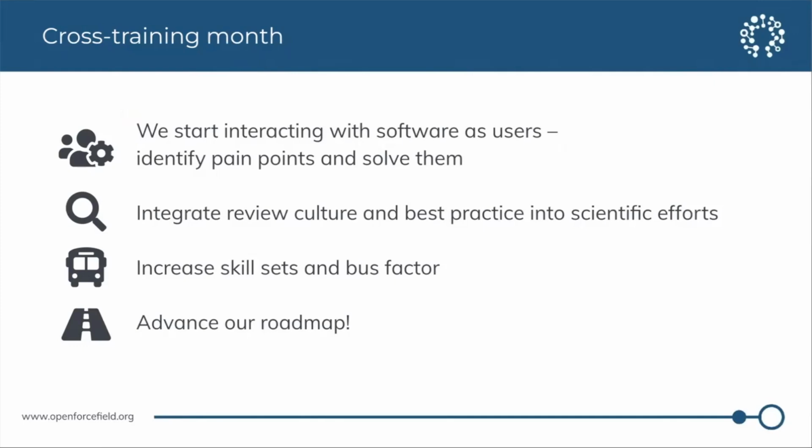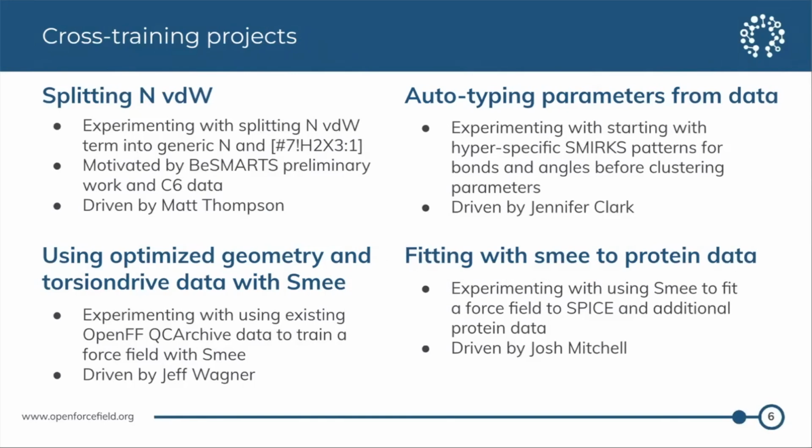Number 2, with an expanded team, to integrate review culture and best practice into our scientific efforts. Number 3, to increase skill sets and bus factors across the team so that everyone is broadly aware of the science and the work that we're doing. And lastly, to actually advance our roadmap. So the projects that people are working on do actually feed into and build into major goals that we have identified on our roadmap. These are still in progress, but we're pretty excited about them.